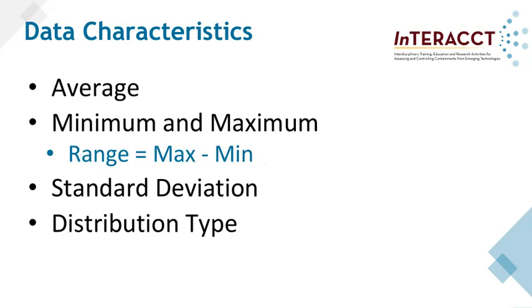Listed here are some simple data characteristics that can be calculated for every set of observations. We are familiar with the average and a minimum and a maximum, and from that we can determine a range of all our data values. The concept of data variation is enumerated by calculating a standard deviation. And then there may be the type of distribution that the data values exist within.